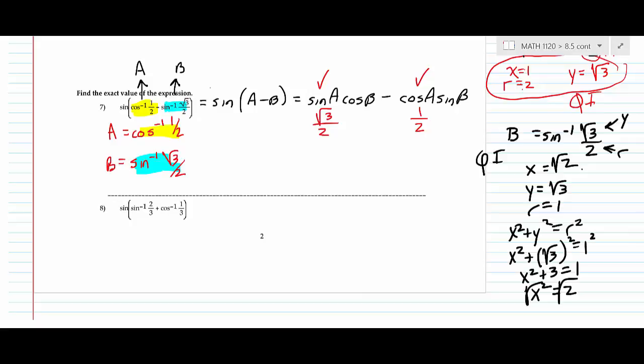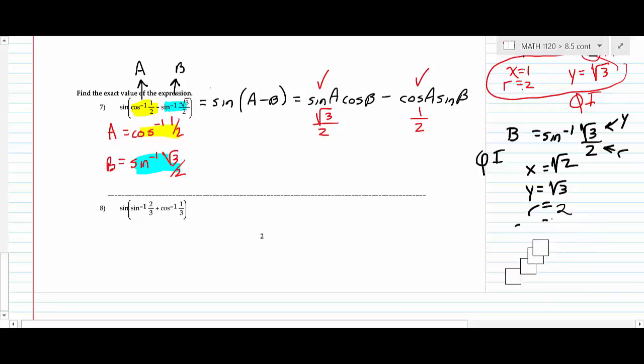You know what I did here? I do stupid stuff like this. What's r? 2. I put 1. Why? I have no clue. So somebody said x was 1. You were right. You see what I mean? I just wrote the wrong thing down. So forget all this mess because I wrote that down wrong.